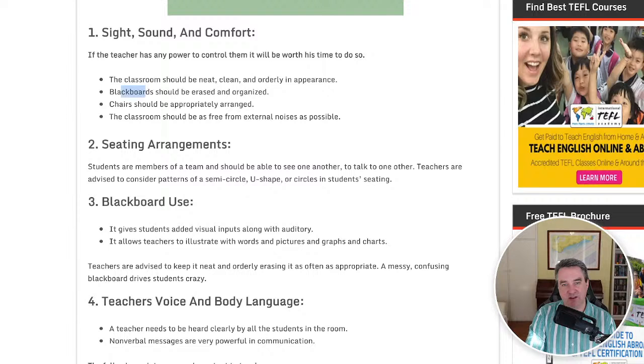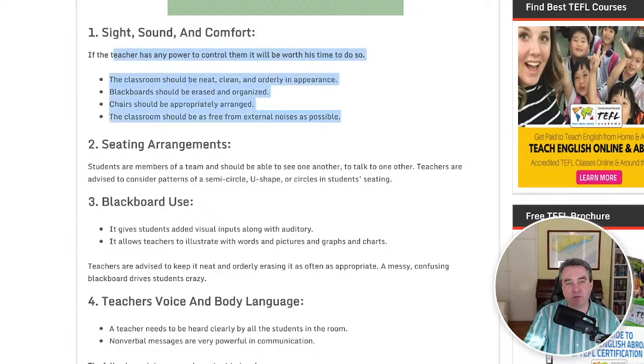Blackboard should be erased and organized. I would say the blackboards, whiteboards, or interactive whiteboards should be organized. And maybe we can have a look at how to organize the whiteboard. That would be a really good topic to look at later. Chairs should be appropriately arranged. Classroom should be as free from external noise as possible.